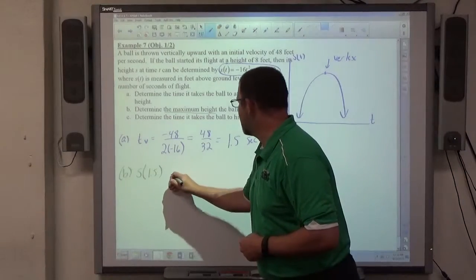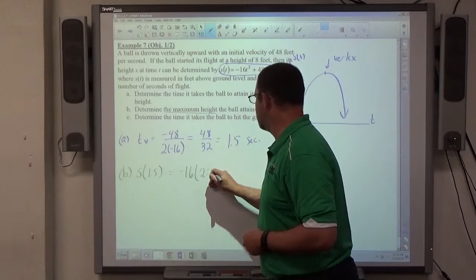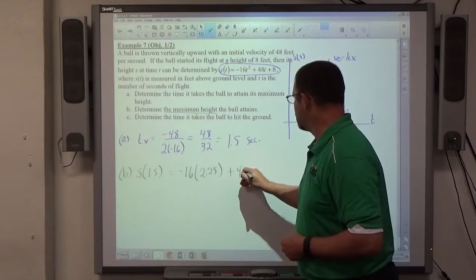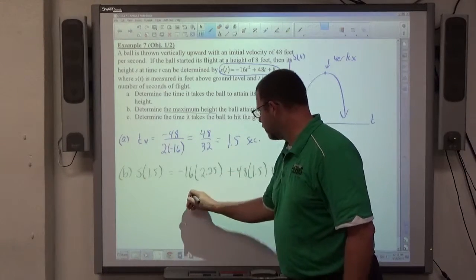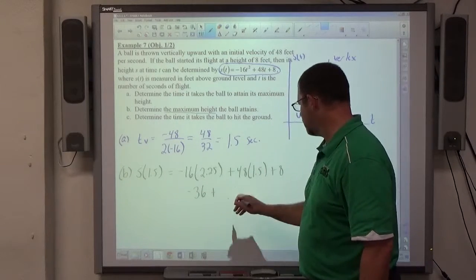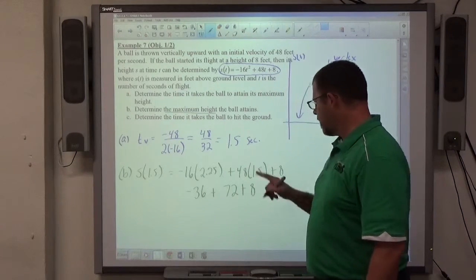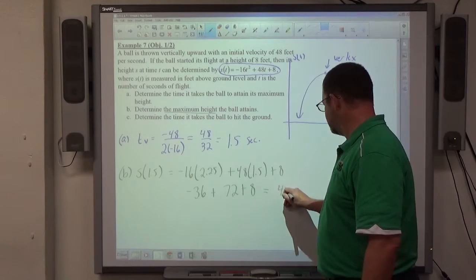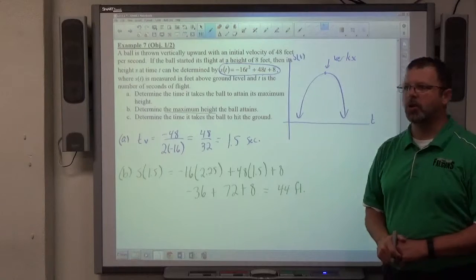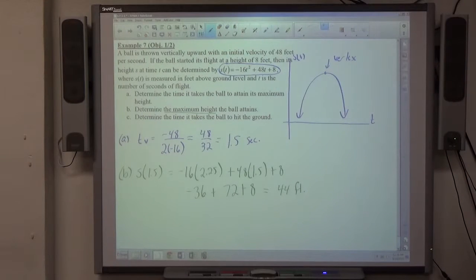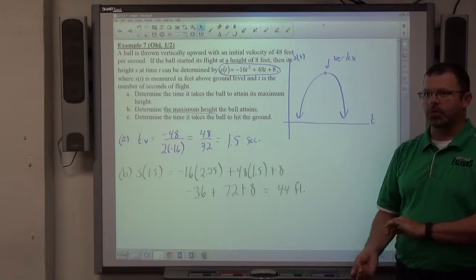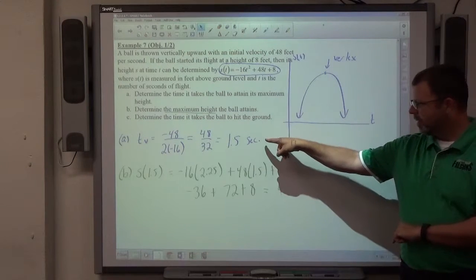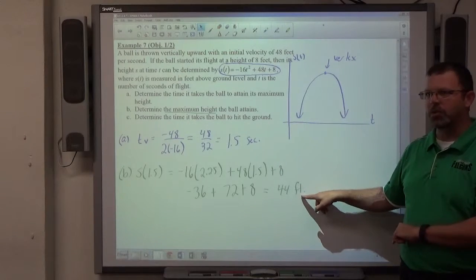S of 1.5 is going to be negative 16 times 1.5 squared, which is 2.25, plus 48 times 1.5, plus 8. So negative 36 for that, 48 plus 24 is 72 for that, that's 44 feet. The ball should go about 44 feet in the air. Those will be the most typical questions they ask you about this, okay? If you're throwing stuff in the air: how long did it take to stop? How high was it when it did stop?